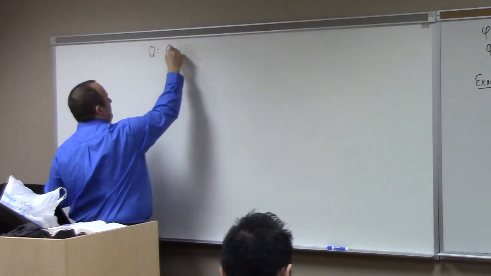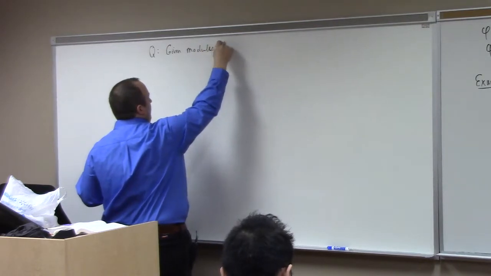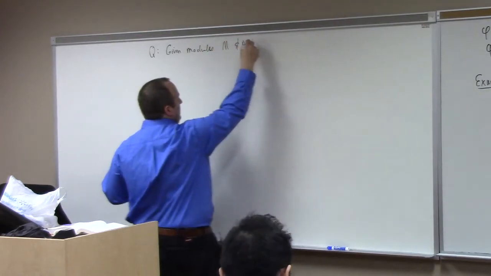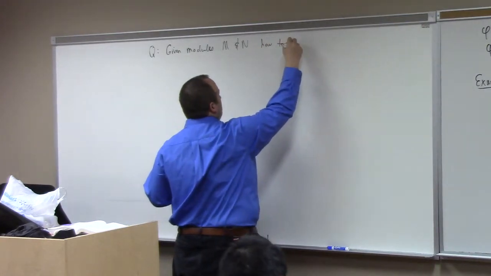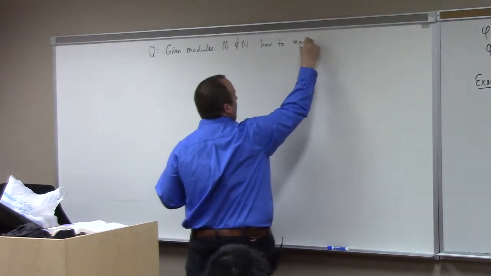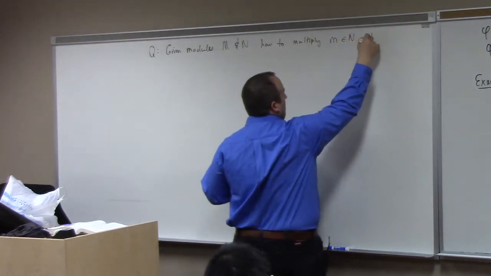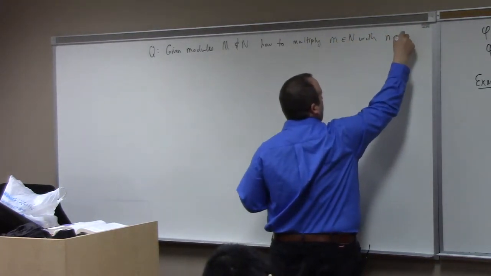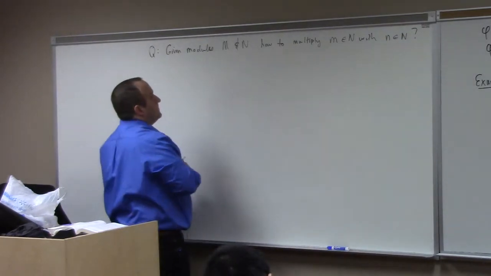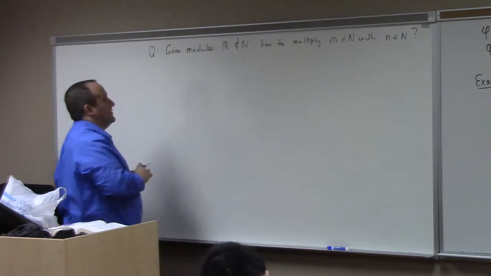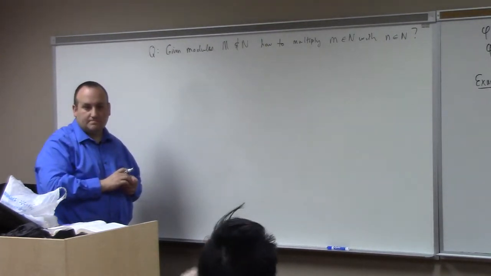Given modules M and N, how do we multiply M and N? That's essentially the question that's asked and answered by this section.